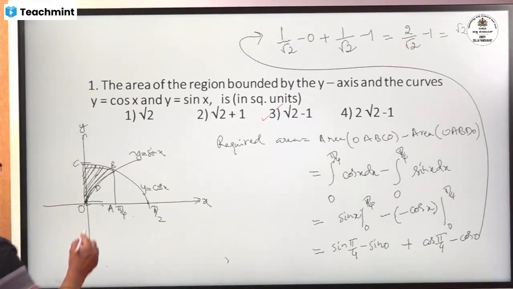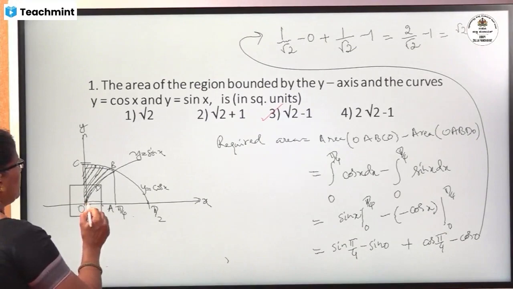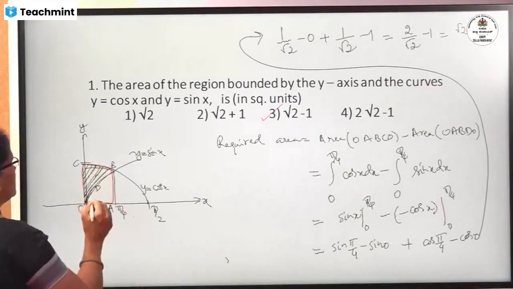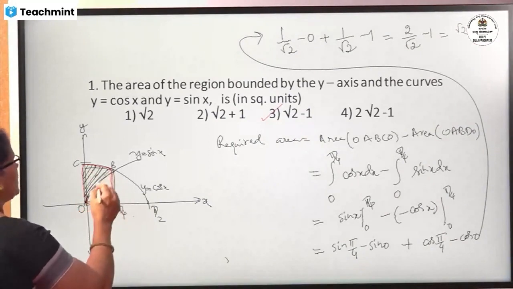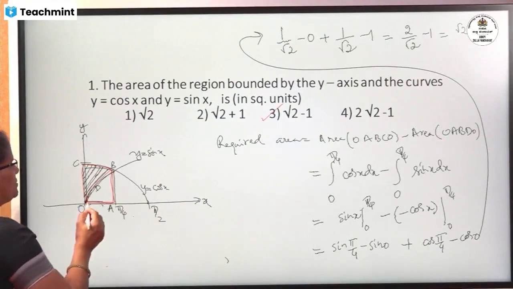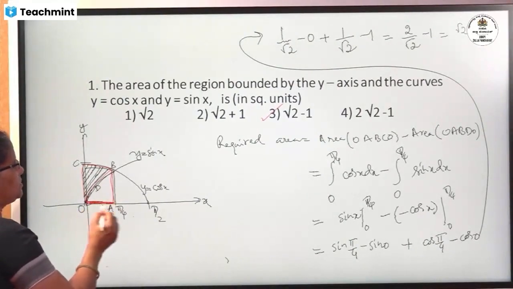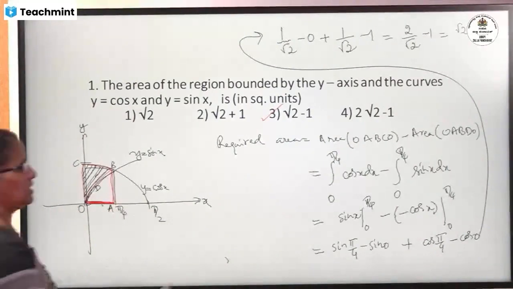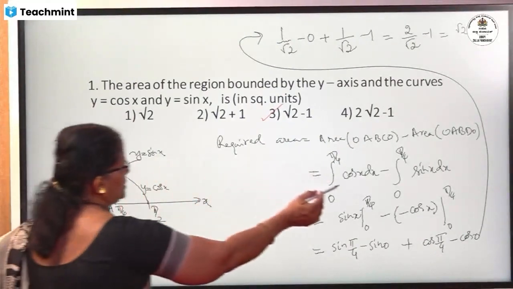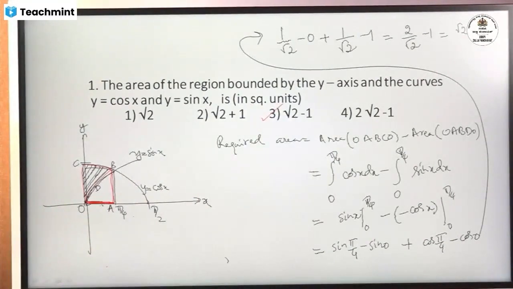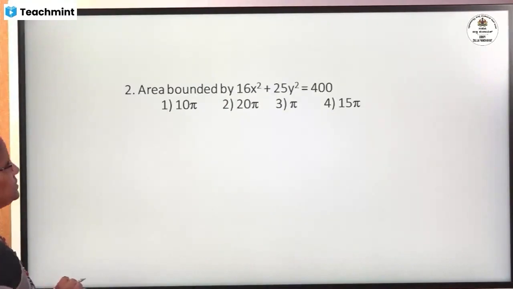So what is the technique that I have used? I have taken this area, then I have taken this area, and I have subtracted. By taking these two areas, what is the advantage? The area is bounded by the x-axis, so the formula is integral y dx. For the upper curve, y is cos x. For the lower curve, y is sin x. Fine. So the answer is root 2 minus 1. Let's go for the next.